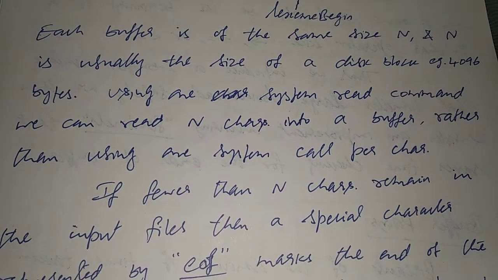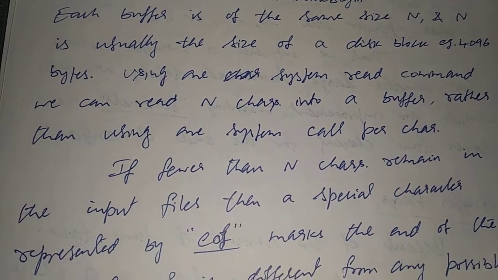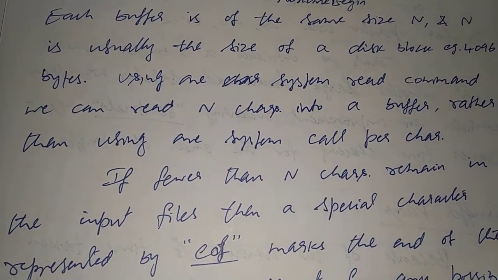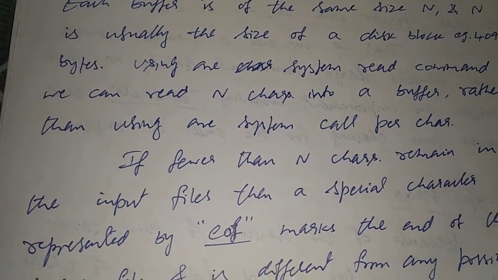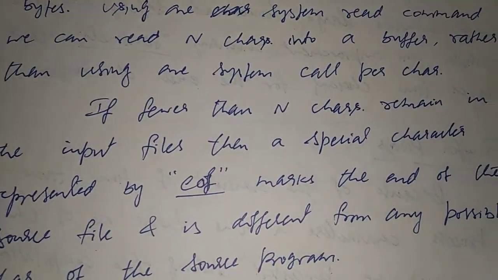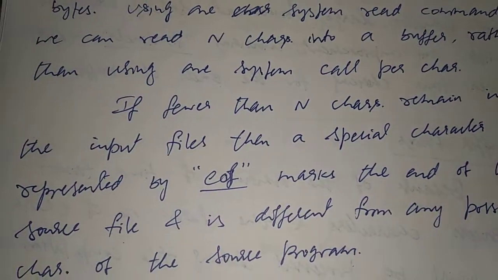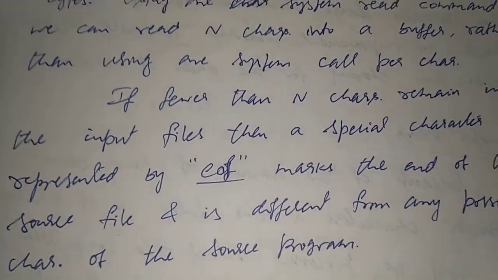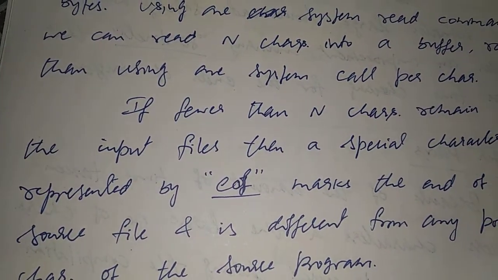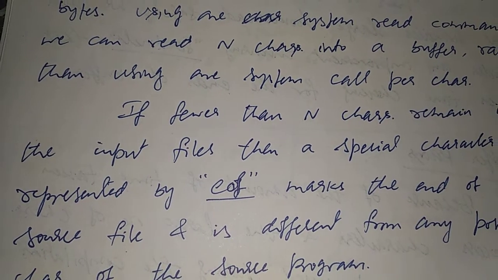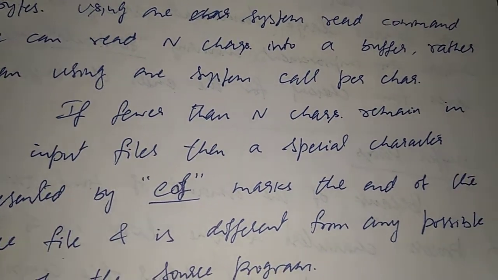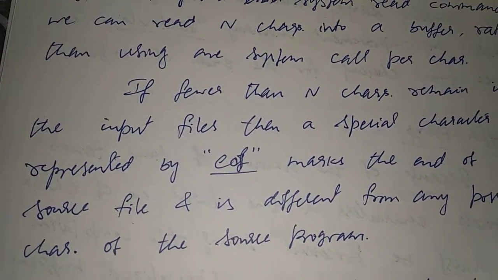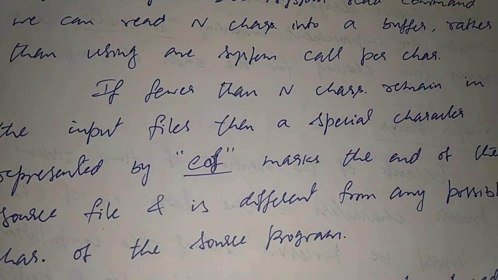If fewer than n characters remain in the input file, then a special character represented by EOF marks the end of the source file. EOF is nothing but the end of file marker, and it is different from any possible character of the source program.